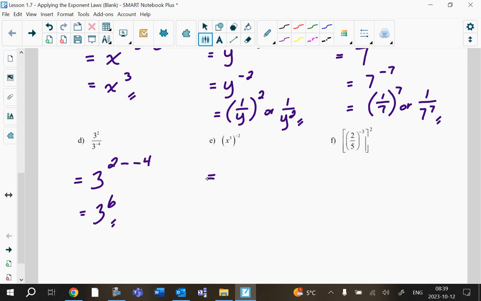So, what are we doing here? Multiplying, dividing, or raising one power to another? No, I'm not asking about the exponents. I'm asking about the powers. Raising one power to another. So the base stays the same. And what do we do with the exponents? So 3 times negative 2 gives us an answer of x to the negative 6. I can't leave it like that. 1 over x to the 6th. Or 1 over x in parentheses to the 6th, or 1 over x to the 6th. Either one is correct.